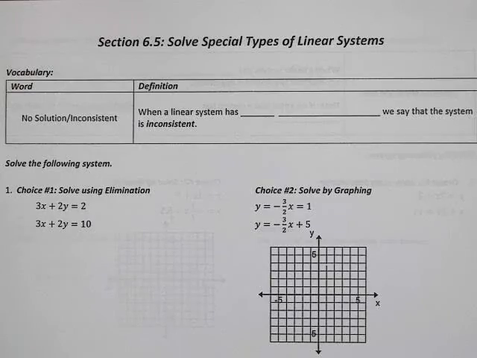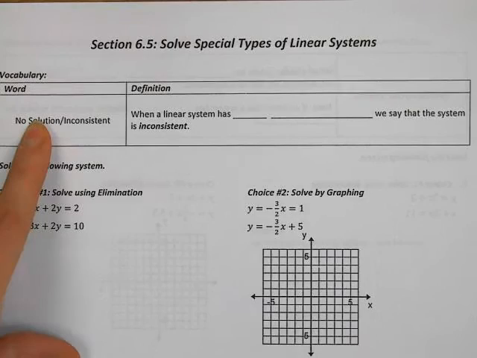6.5, solving special types of linear systems. This is going to be exactly what we just did on the summative and for the past couple weeks, except a little twist. So sometimes a system has no solution.